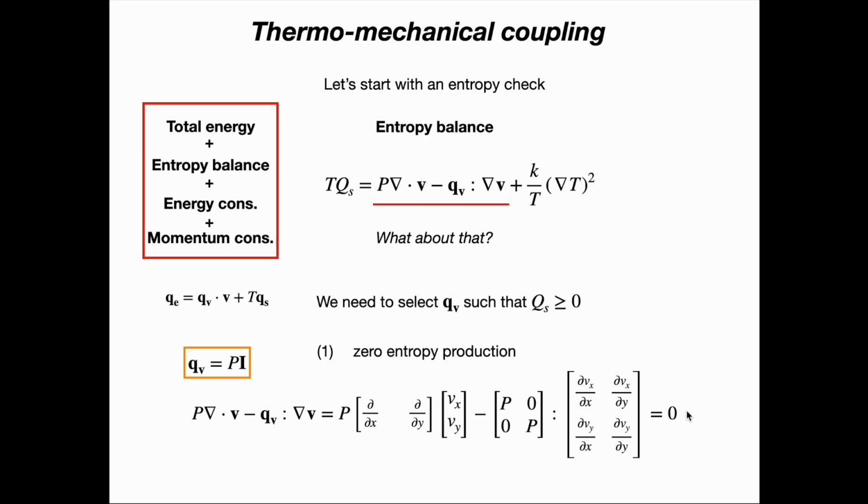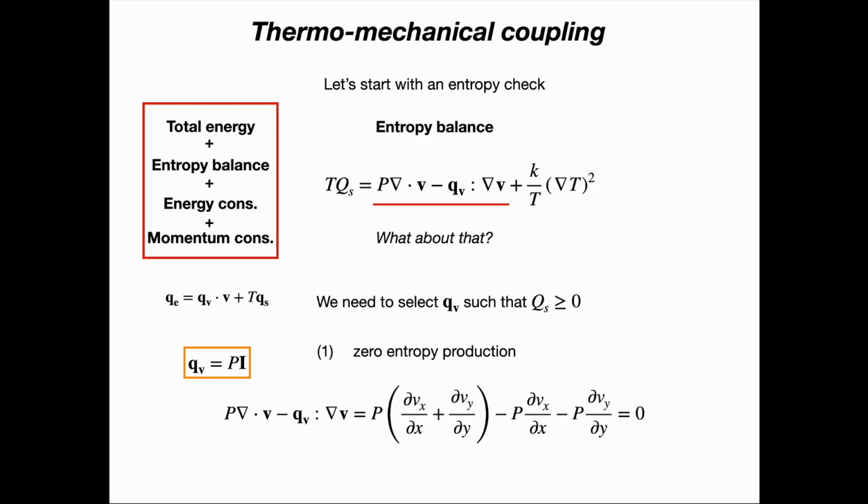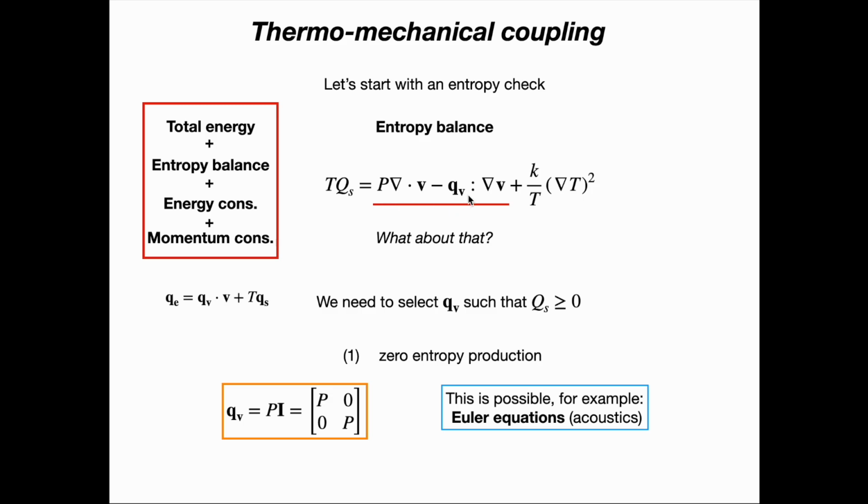And what we're going to show is that this is equal to 0, actually. So you can do the algebra and do all the operations that were stated before, and you will realize that you get P times divergence of velocity minus P times divergence of velocity. This is equal to 0. So in this case, we have a 0 entropy production from the mechanical terms here. If QV, the momentum flux, is simply P times identity matrix, then entropy production QS coming from the mechanical term will be 0. This is possible, and that's, for example, the case of Euler equations used for acoustics.